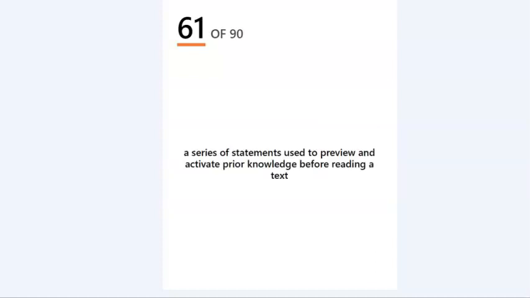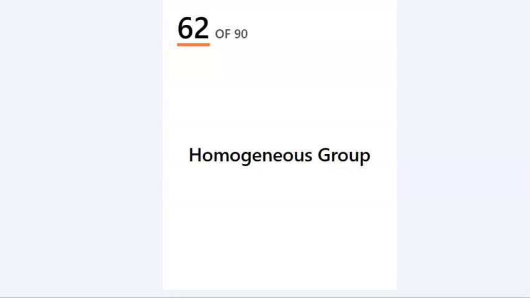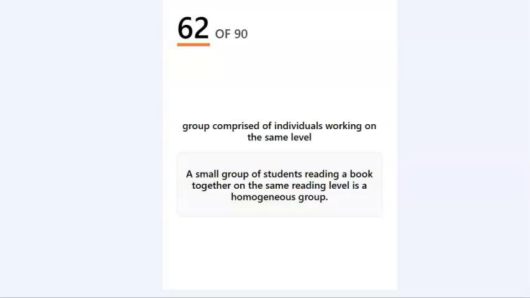Anticipation guide, a series of statements used to preview and activate prior knowledge before reading a text. Homogeneous group, a group comprised of individuals working on the same level. A small group of students reading a book together on the same reading level is a homogeneous group.